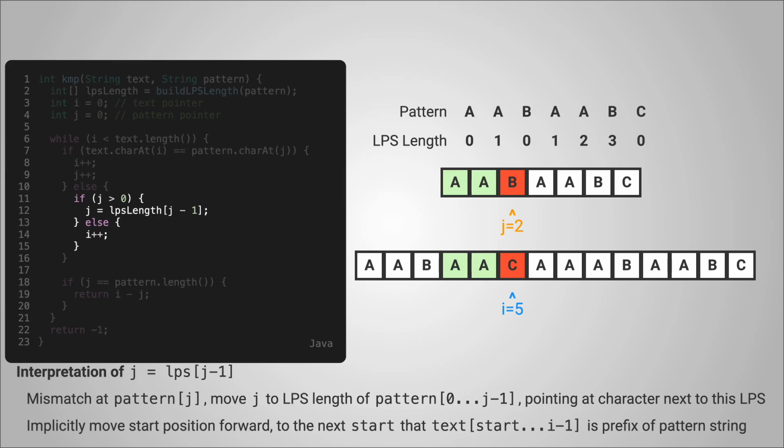Here we got another mismatch. We do the same. LPS length at index 2 is 1, setting j to 1. Another mismatch. The LPS length at index 1 is 0, setting j to 0. Still another mismatch. This time j is already 0, so we increase i by 1 instead.